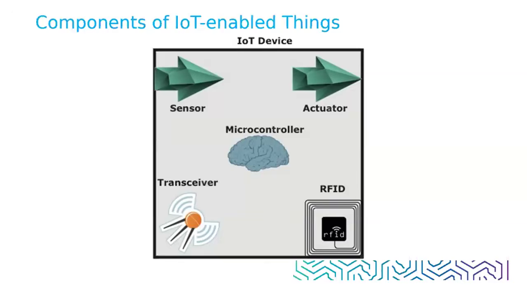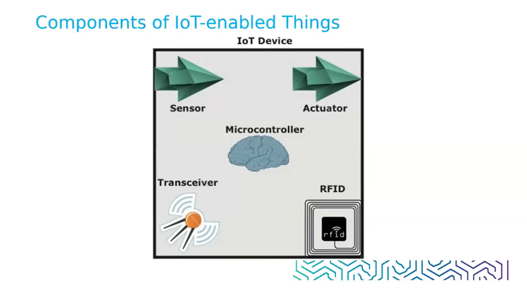So with all these five components, an IoT-enabled device integrates the sensor to collect environmental data, a microcontroller to process the information and make decisions, and an actuator to perform the physical action. A transceiver is used to communicate with other devices or cloud systems, and RFID technology is used to identify and track objects, enabling intelligent monitoring, communication, and automation within the IoT environment.